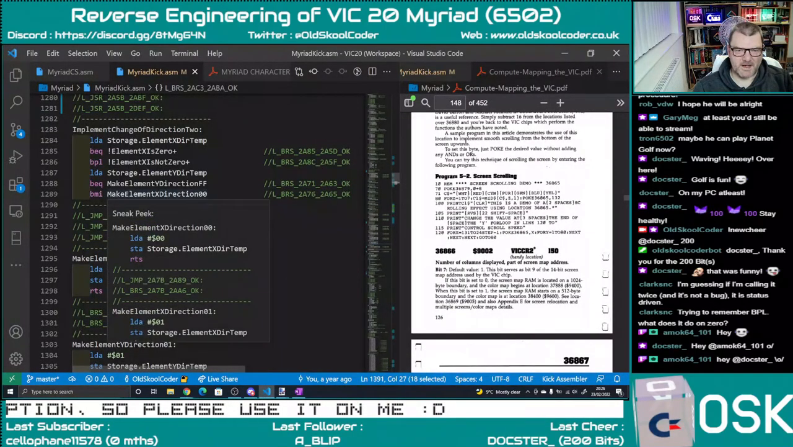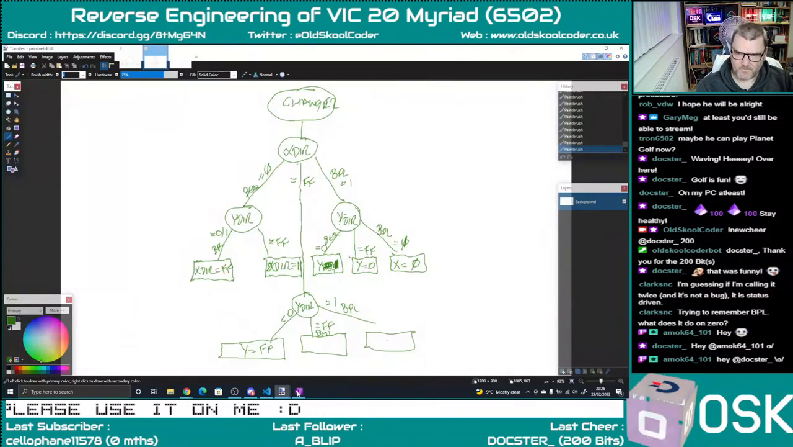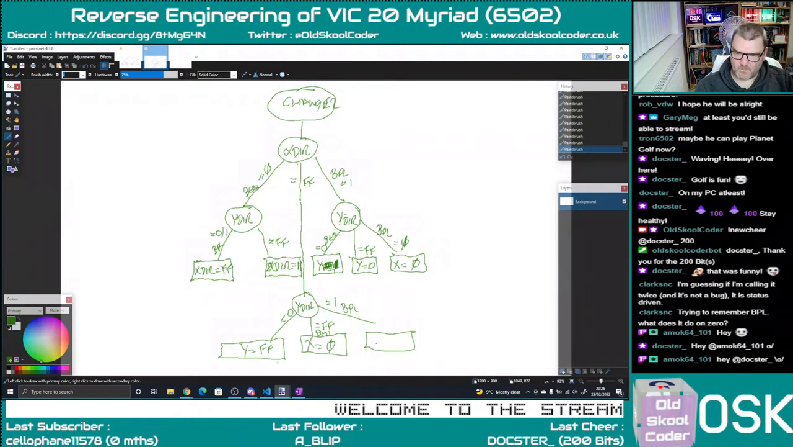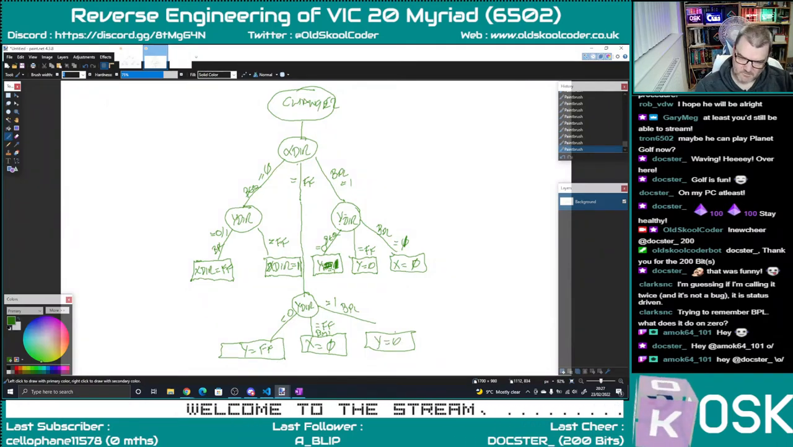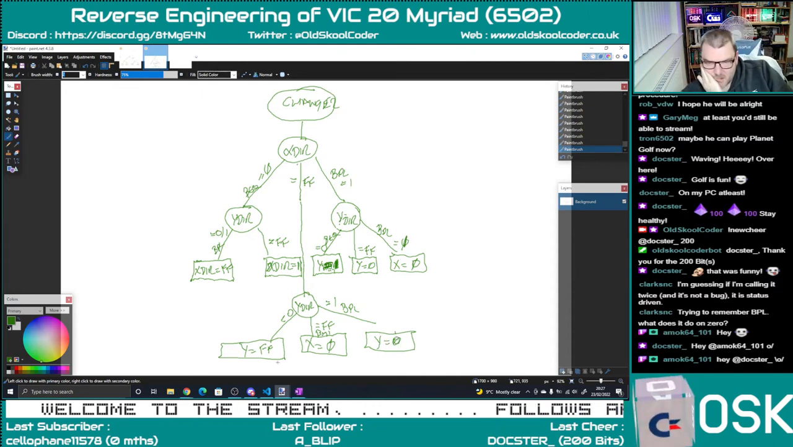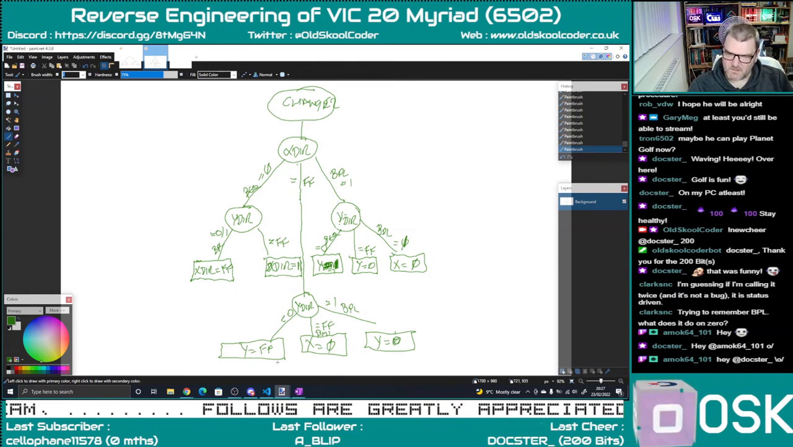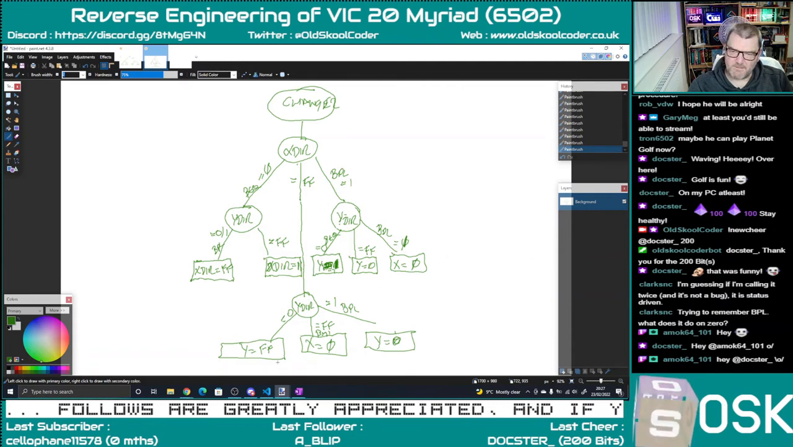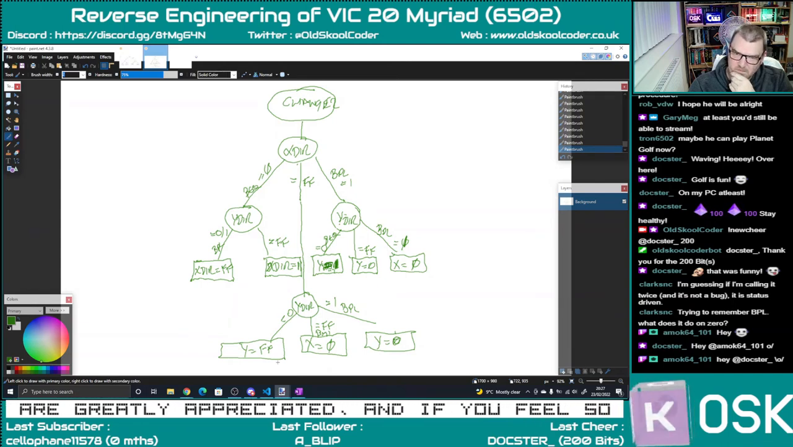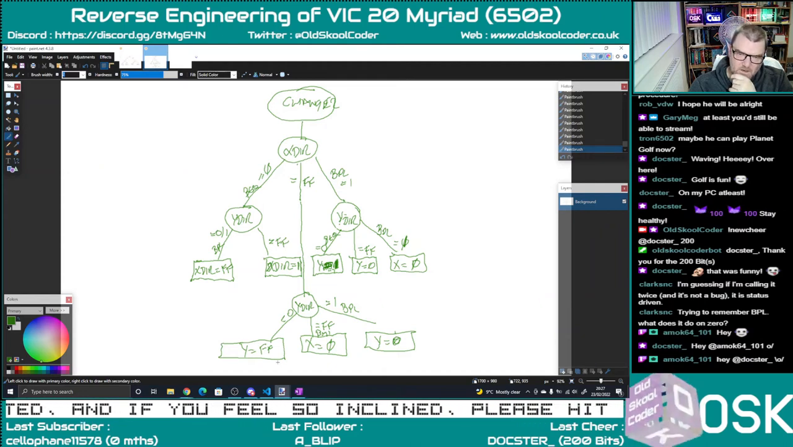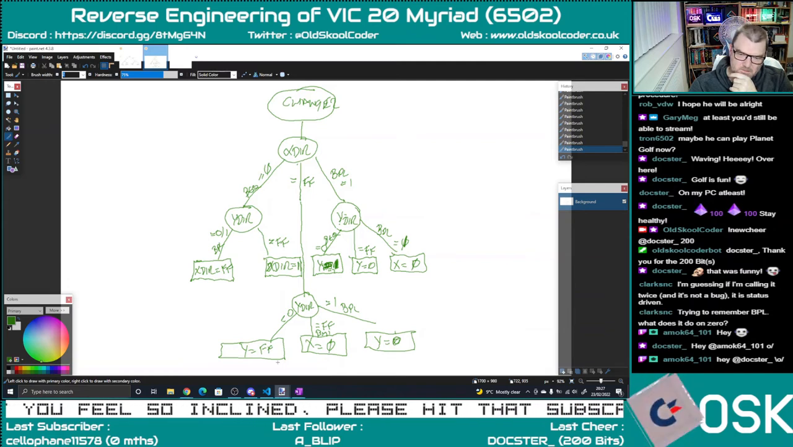So if we branch if minus, we are making X direction 0. X equals 0, and if we are plus, so it moves on, so we are making Y equals 0. Alright, Y equals 0. And is that what I got? Y equals 0. Yep, that's what I got.